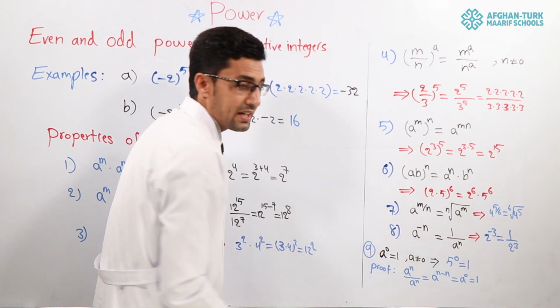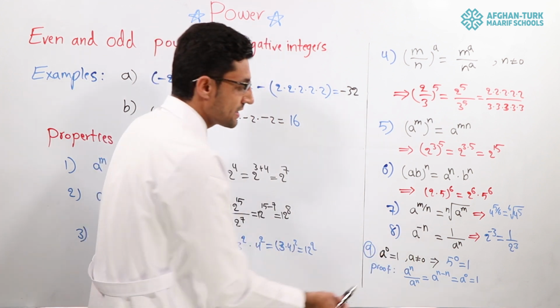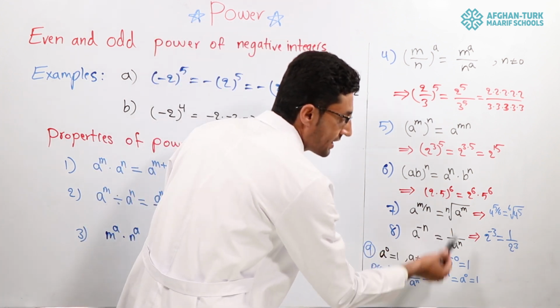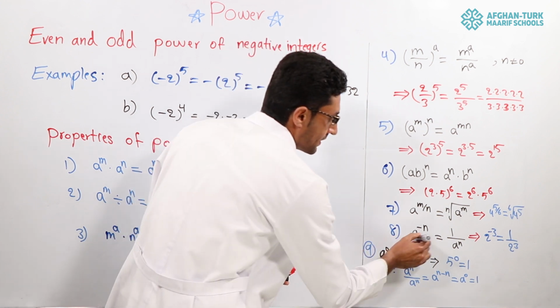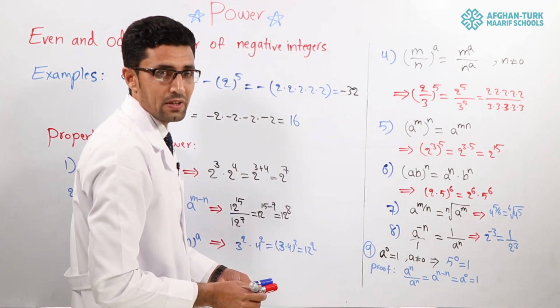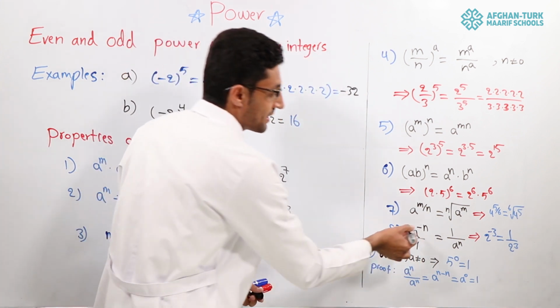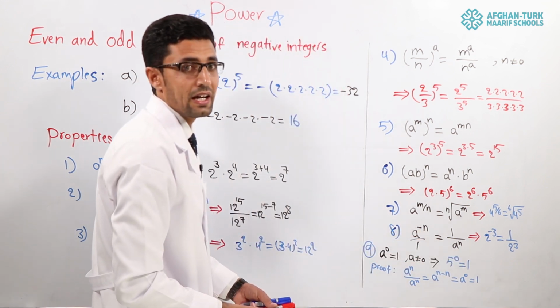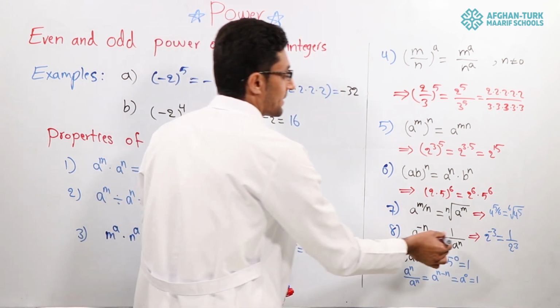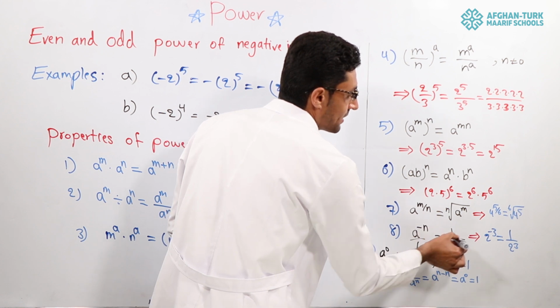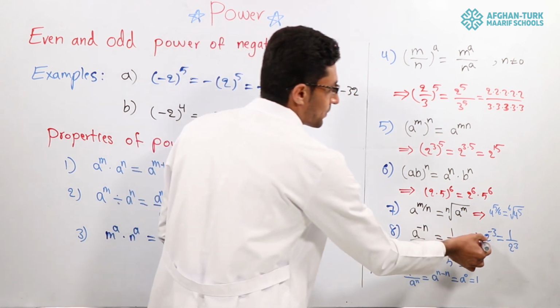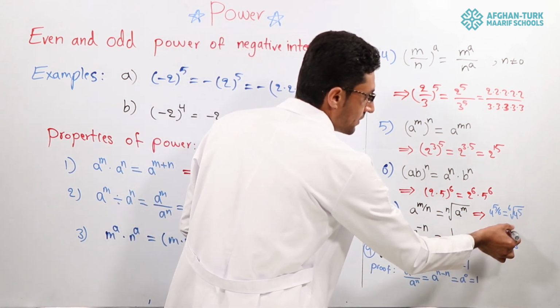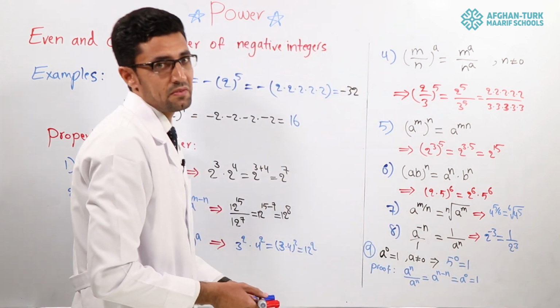If we have a negative power, it will go to the denominator. Here we have denominator 1. But it will go to the denominator, a to the power of n, and the negative will be positive. 2 to the power of minus 3 is equal to 1 over 2 to the power of 3.